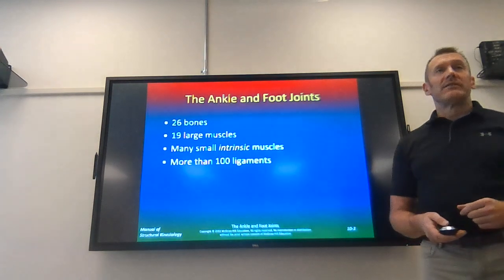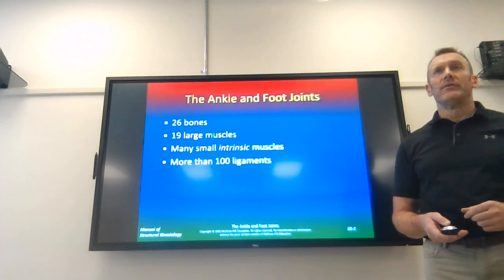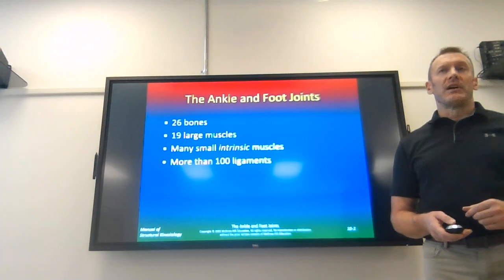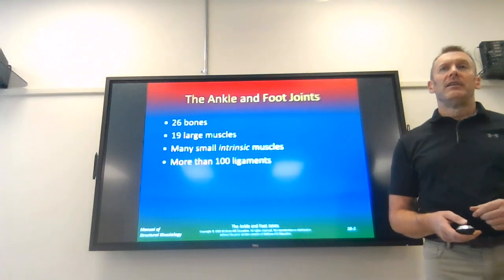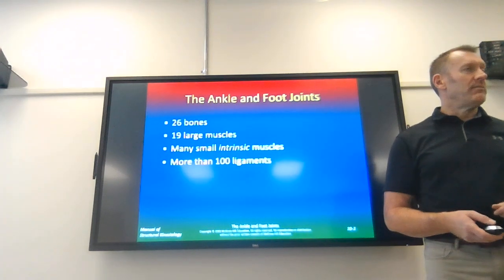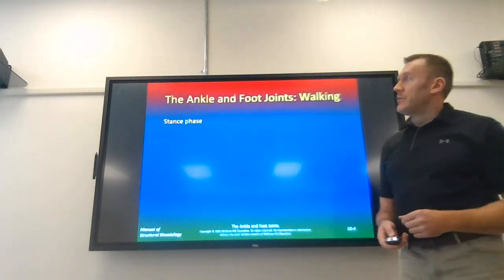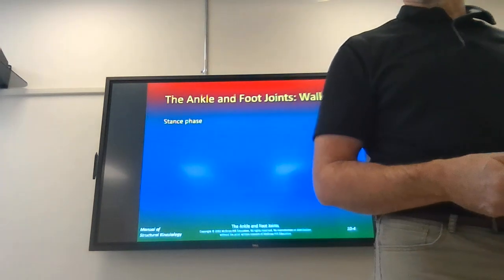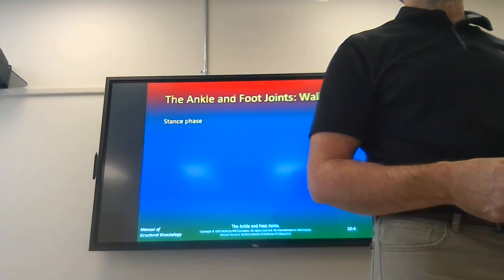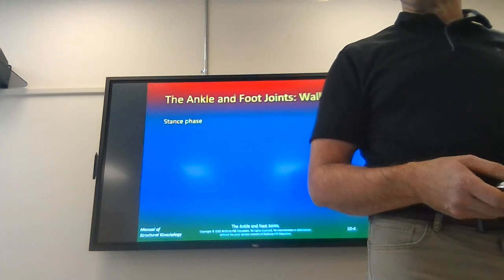And then we have lots of ligaments. So I'll ask you to memorize just a few of those. Most of the common ones that we get with sprains, high ankle sprain and inversion sprain and so on. I'll ask you to learn those. So the position of the foot is really important for load bearing as we have different positions during our gait.